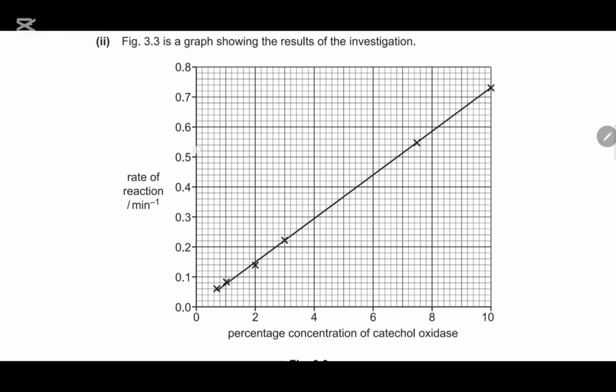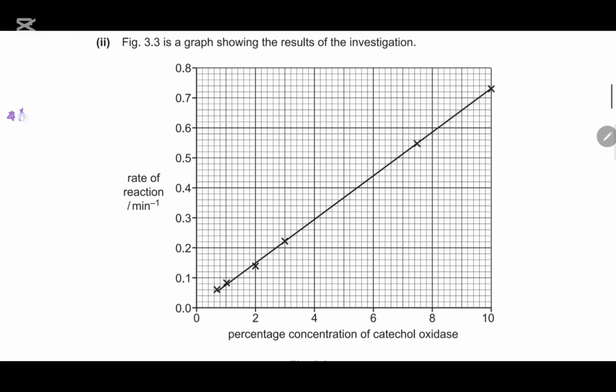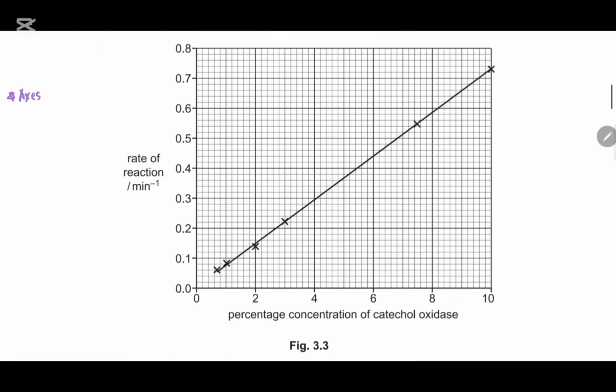So whenever we get graphs, always look at the axis. Okay, always make sure you check the axis. So on the x-axis we have percentage concentration of catechol oxidase, and on the y-axis we have the rate of reaction. Okay, in terms of practical skills, paper 3 and paper 5, I hope by now you recognize that this at the bottom would be the independent variable, what we manipulate, what we change. And then on the y-axis, this would be the dependent variable, the DV, which is what we measure.